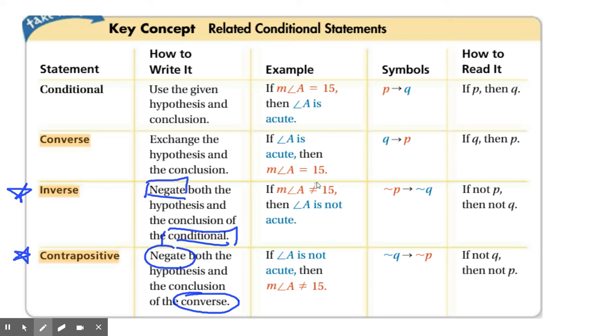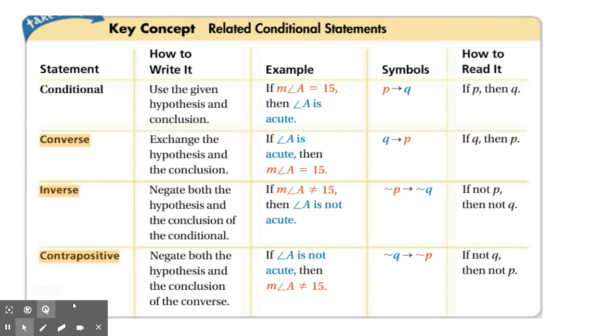And again, notice here, over in the example, for the inverse, it's in the same order as the conditional, but just notice this says not equal to, and this says angle A is not acute. So the contrapositive, just like the converse, same order, but now it says not acute and not equals. So again, just throw in the word not in there somehow.